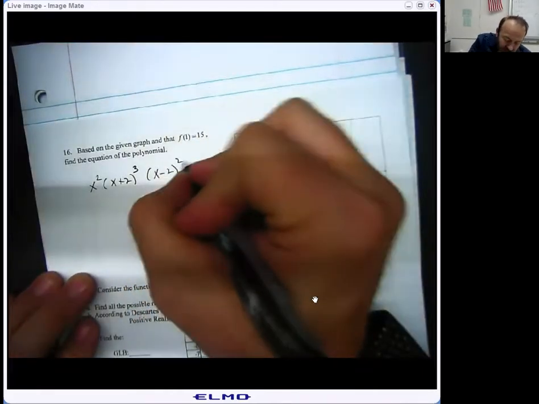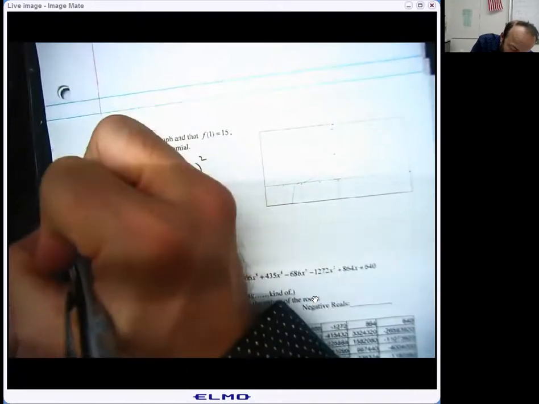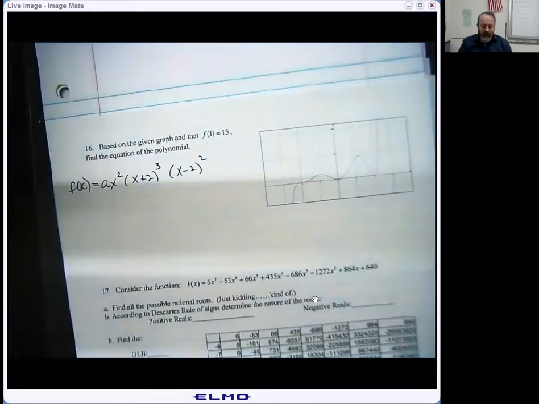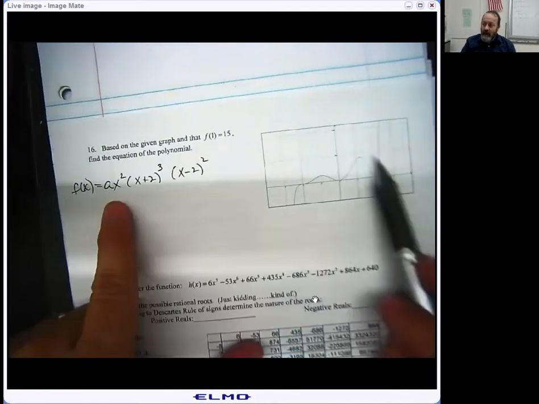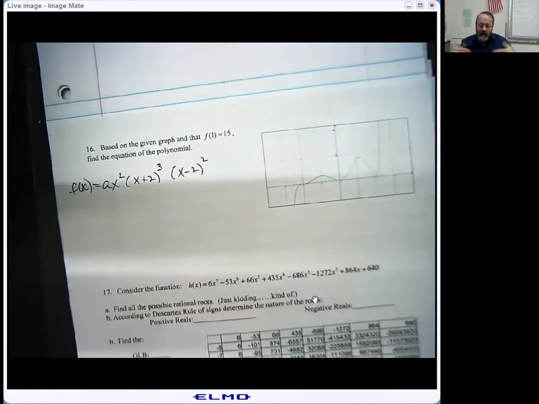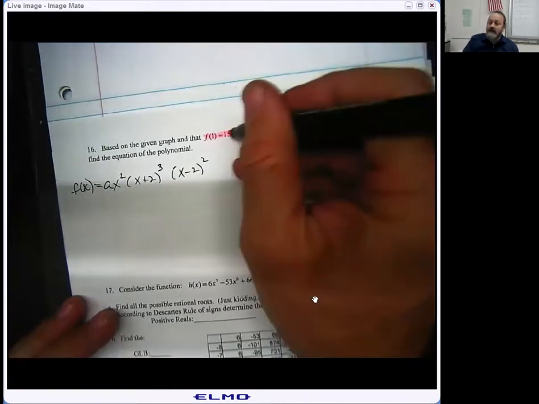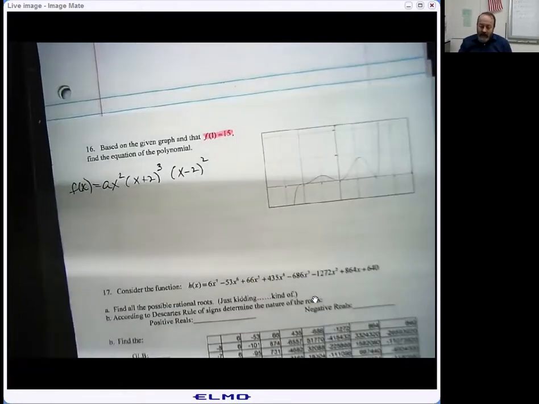Now, the only thing is, when we do this, I don't know what leading coefficient there could be, because if I put an a there, it's going to describe every graph that has this shape, no matter how tall or how short it is. But since I actually gave you one very, very special value, I can not only find the general form, I can find the specific one.